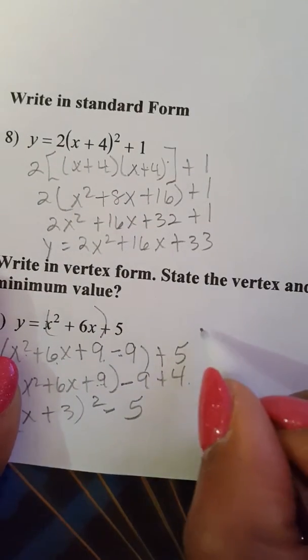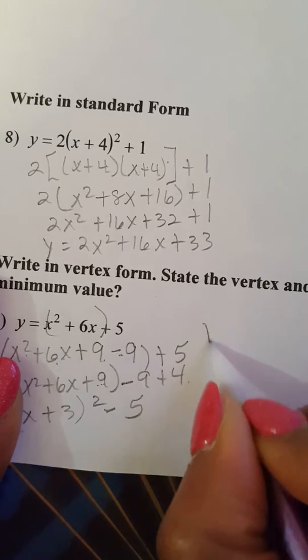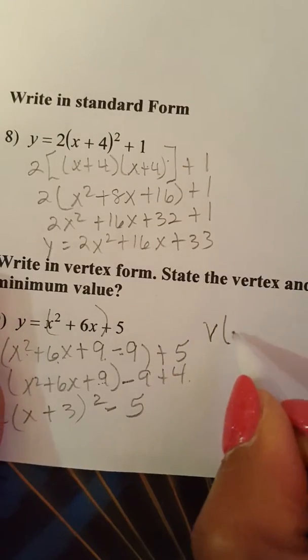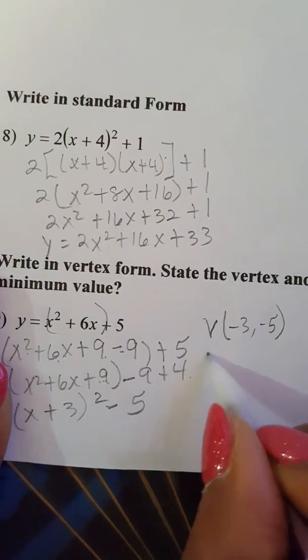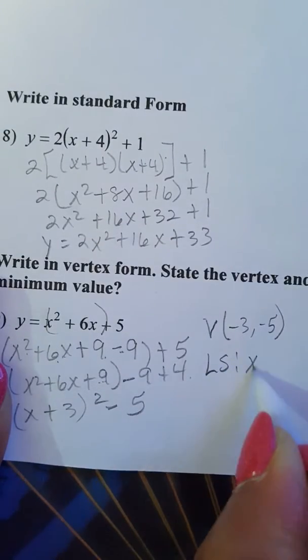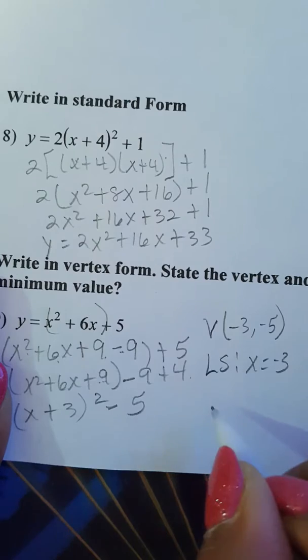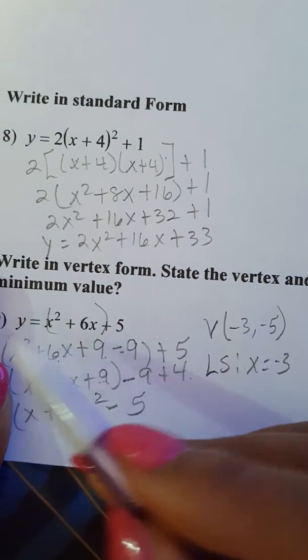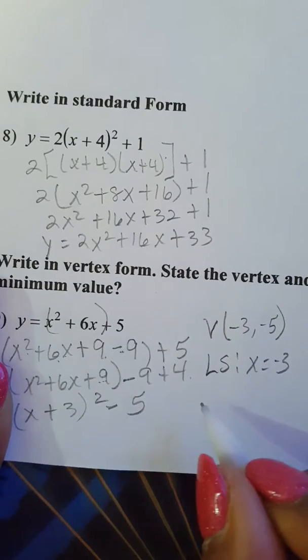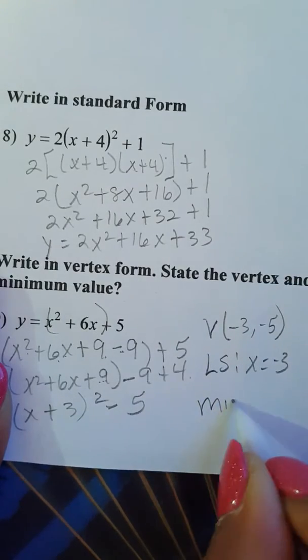So my vertex will be negative 3, negative 5. Line of symmetry will be x equals negative 3. And will the vertex be a max or a minimum value? The graph will open up, so it will be a minimum.